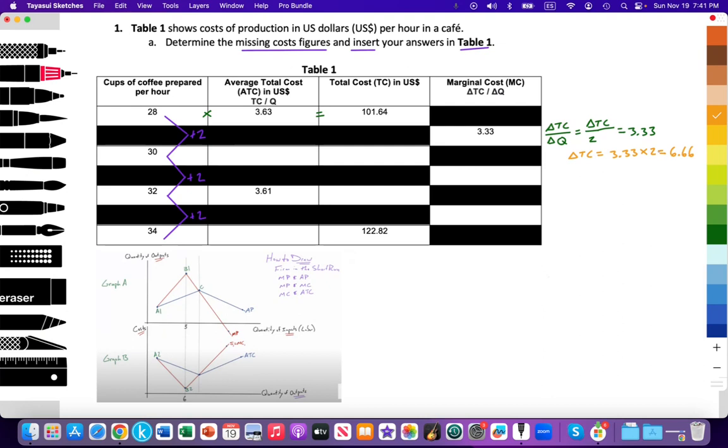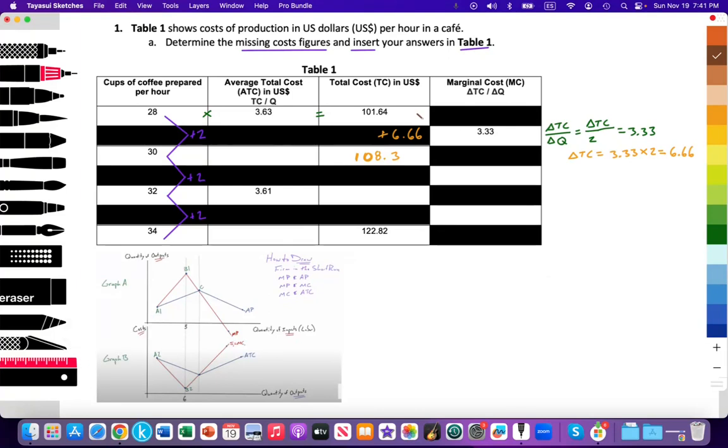So I'm going to add 6.66 to this. So 101.64 plus 6.66 will give me the value of here, which is 108.3. Okay, and that is the calculation here.